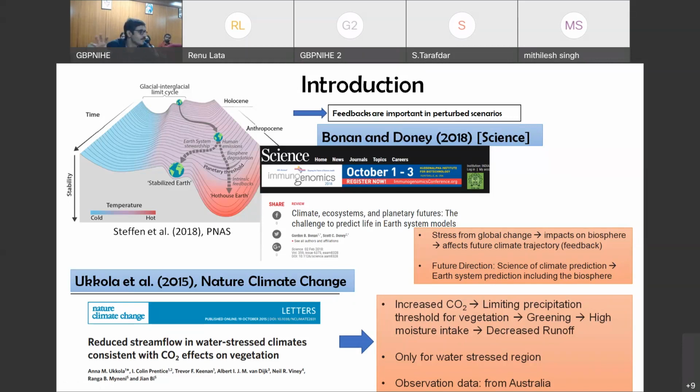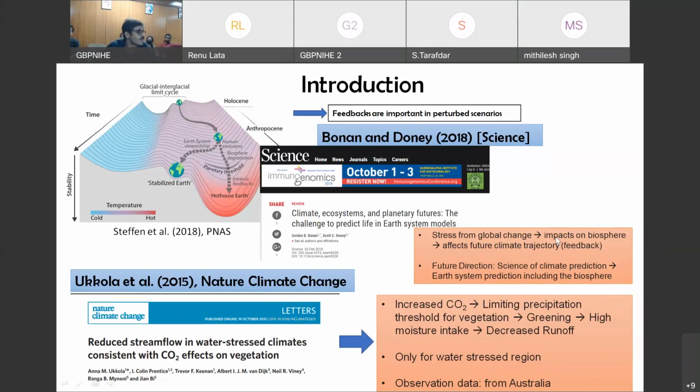This is a whole area where a lot of researchers are needed to understand how the biosphere is interacting with climate, or what the climate impacts on the biosphere will be. In 2018, Bonan and Doney wrote a very nice paper in Science, where it was mentioned that global change has put a lot of stress on the biosphere, and this will affect the climate trajectory also through feedback.